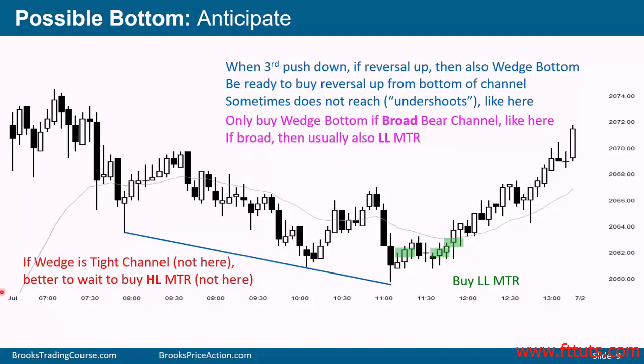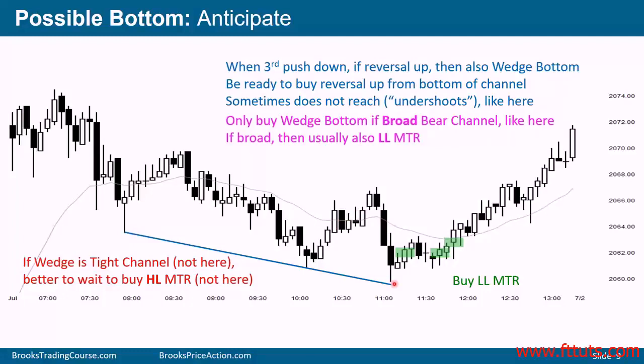If a wedge channel is very tight, it's usually not worth buying. If you're in a wedge bear channel, for example, here, this is a very tight channel. You can call it a wedge bottom, 1, 2, 3. Chances are you're not going to get much of a rally. The reversal up will be minor, and the bear trend will try to resume. This is a lower probability buy. Certainly for a swing, it's a very low probability buy.